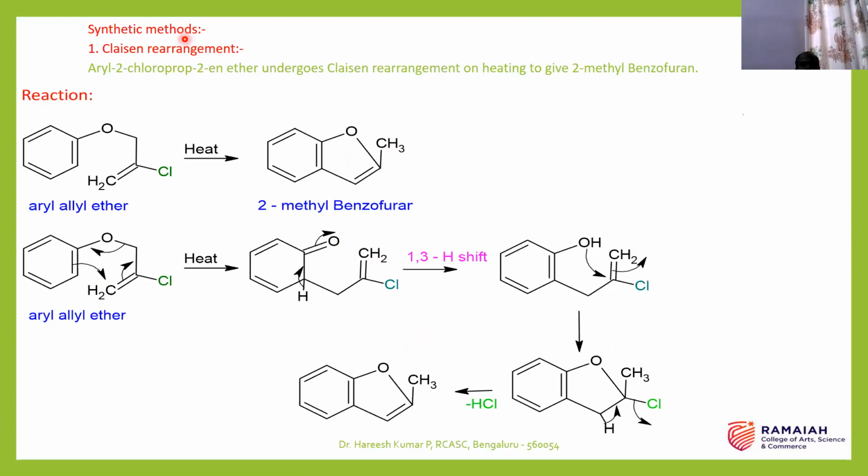benzofuran. So here we are taking a name reaction, more particularly Claisen rearrangement. So Claisen rearrangement means this is the starting material. What is the name of this starting material? Aryl. So this group is called aryl group. Two position means this one. Prop means 1, 2, 3. Prop-2-ene: second position, ene is there.